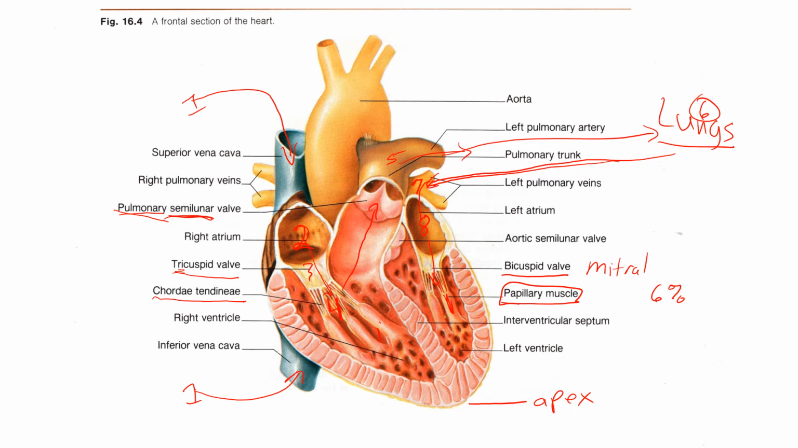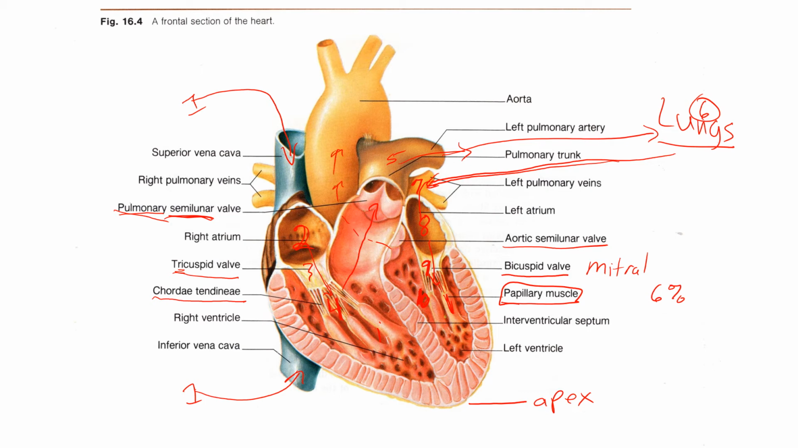Okay, so blood collects in number 8, goes through number 9, the bicuspid or mitral valve, into number 10, the left ventricle. When the left ventricle contracts, see, here's the aortic semilunar valve. This is the opening that goes underneath here, so it's a dashed line into the aorta.